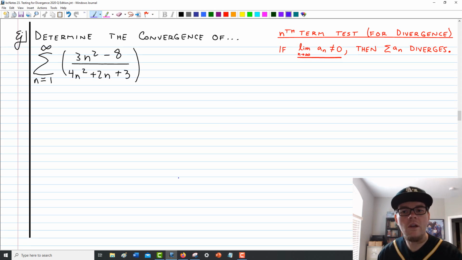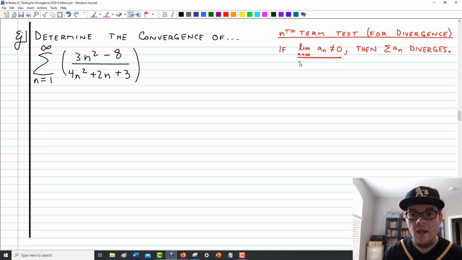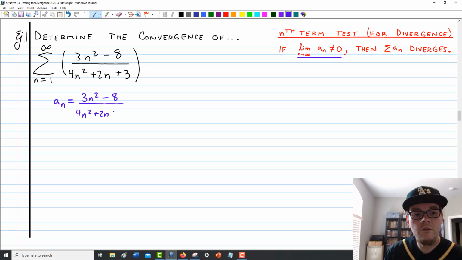Okay, so what the nth term test for divergence says is if the limit as n goes to infinity of the terms of the series don't equal 0, then we know the series diverges. So what that means is, as we see here with this red line, we want to see what's happening to these terms as we approach infinity. So that's pretty simple. I'll establish first that a sub n is equal to what's called the summand, the thing on the inside of the summation. So 3n squared minus 8 over 4n squared plus 2n plus 3. That will be our sequence. What we're interested in is what is the limit as n goes to infinity of that expression.